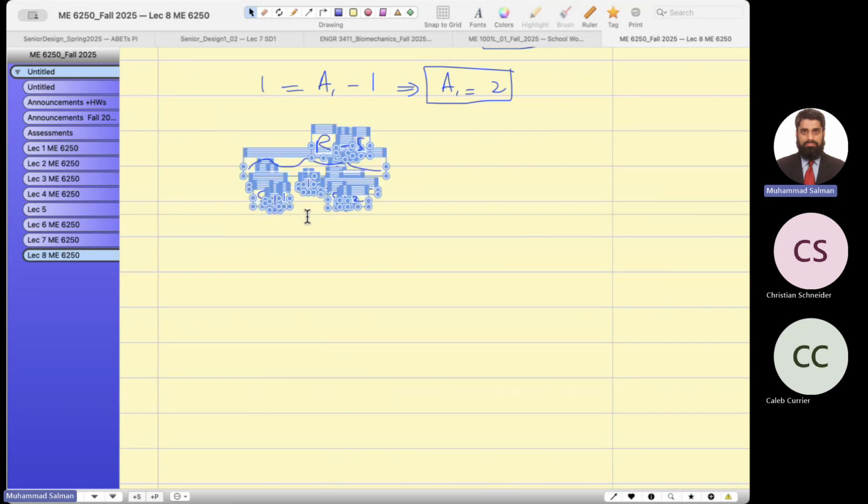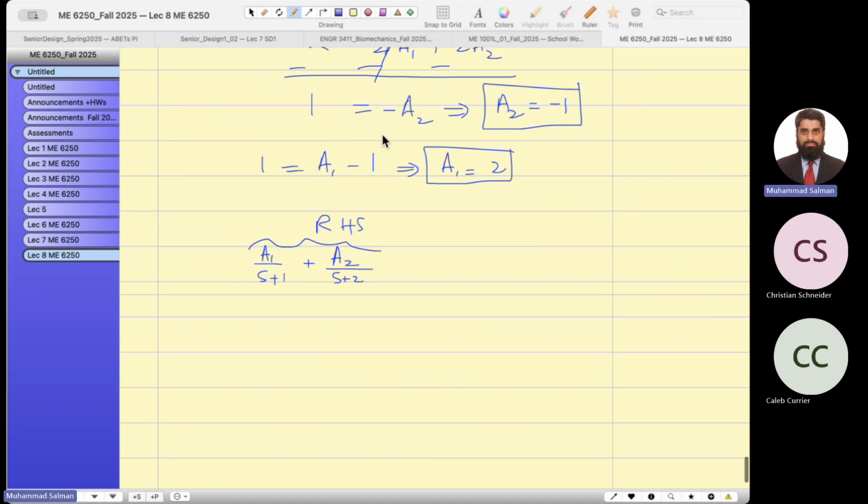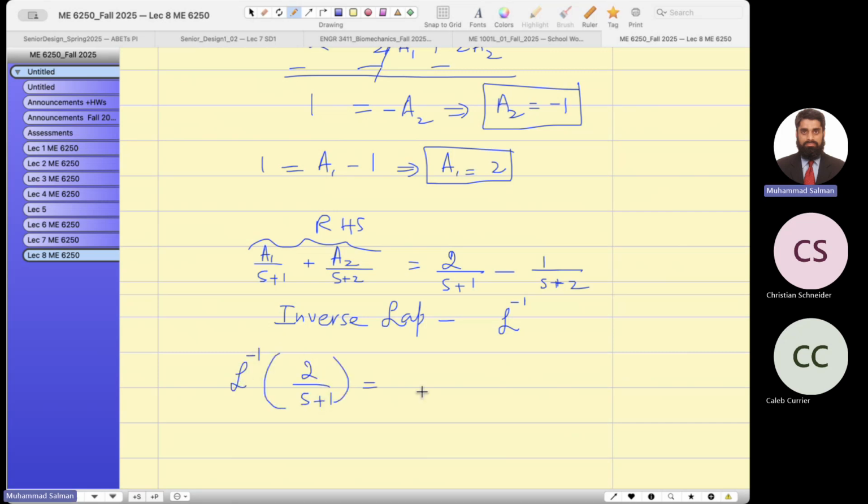So let's do this math here. So the right hand side, I'm gonna plug in a1 as 2 divided by s plus 1 minus 1 divided by s plus 2. Now what you have to do after you find the expansion coefficients, you have to take the inverse Laplace transform. We write it like L to the power negative 1. So can you take the L to the power negative 1 of 2 over s plus 1? How would you find this out?